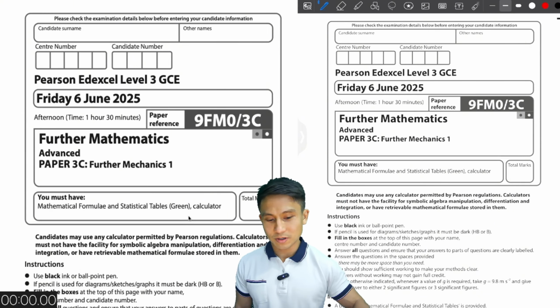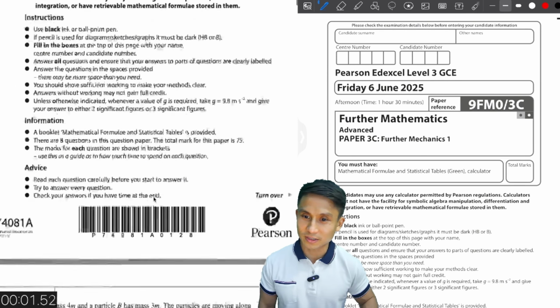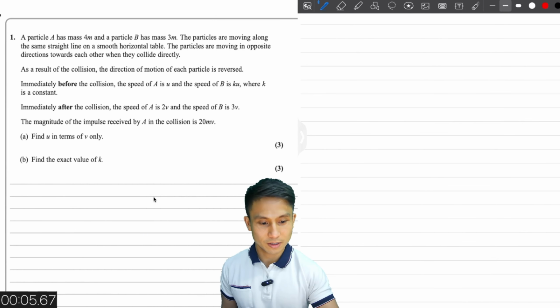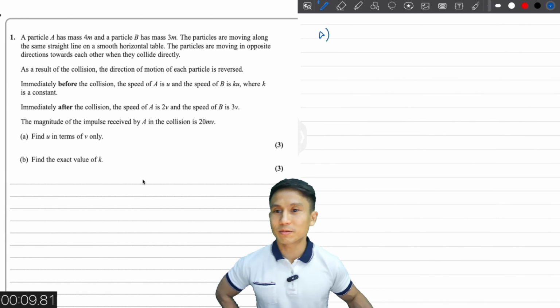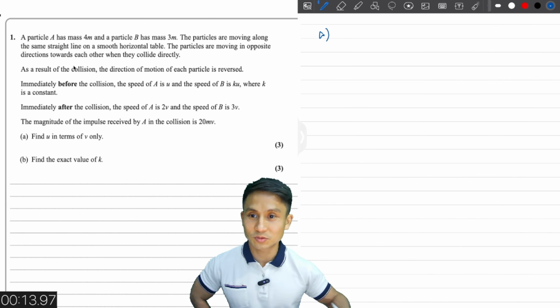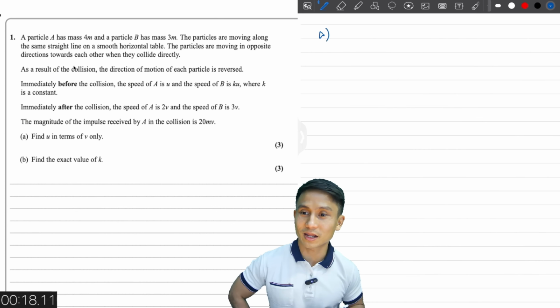Okay, here's the paper, and I'm going to start the timer now. Okay, let's go, guys. Number 1. A particle A has a mass 4m and particle B has a mass 3m. Particles are moving along the same straight line on a smooth horizontal table. The particles are moving in opposite directions towards each other and they collide directly.